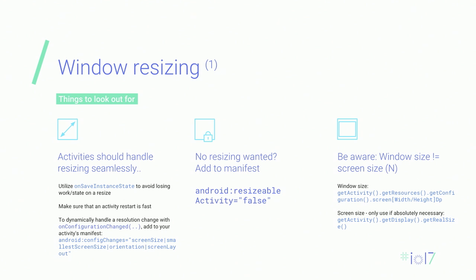If you don't want to be resized, you can put resizable false into your activity, which is for the most part true. There are some edge cases where you can get resized, but usually this is true. And your window size will not be the display size, for sure. Therefore, always use getActivity, getResources, getConfiguration, screen width and height in DP in order to figure out what the real size of your window is.